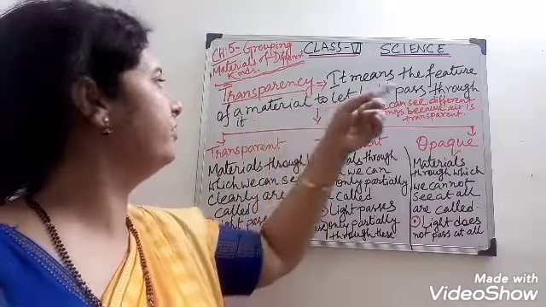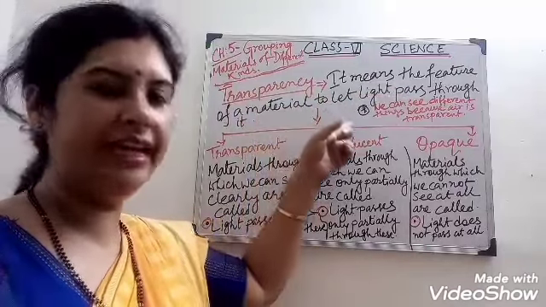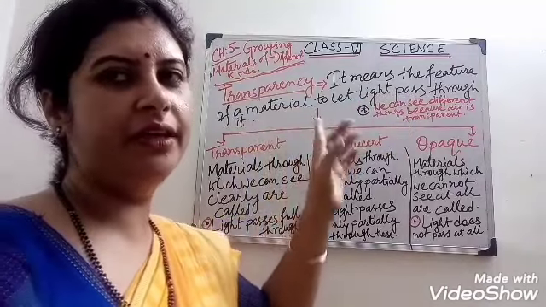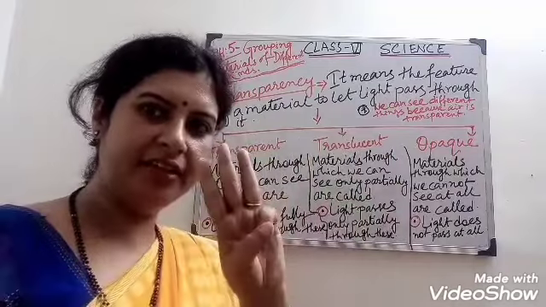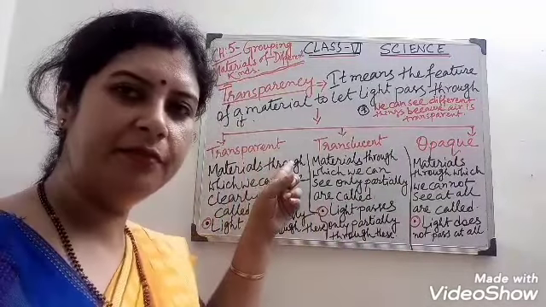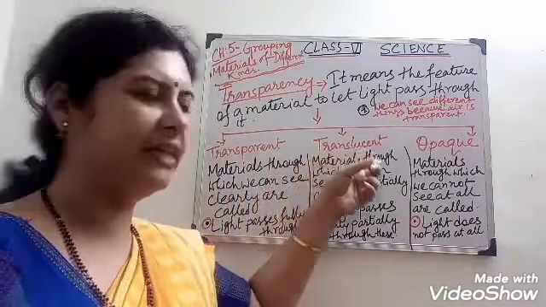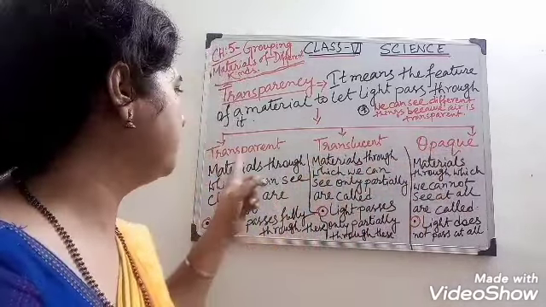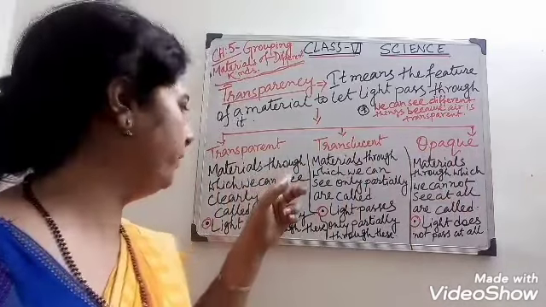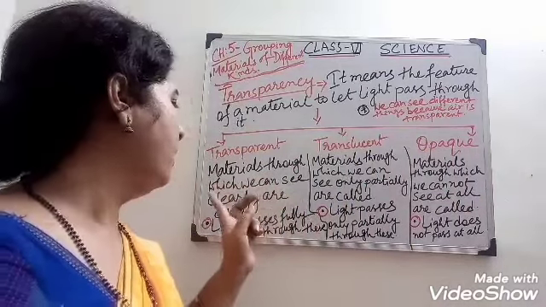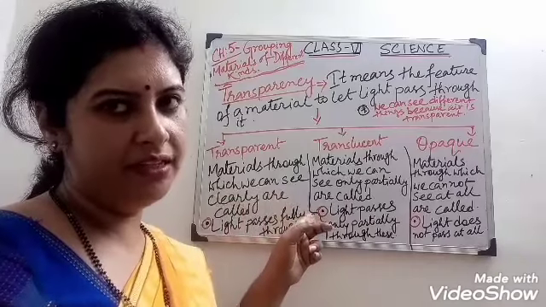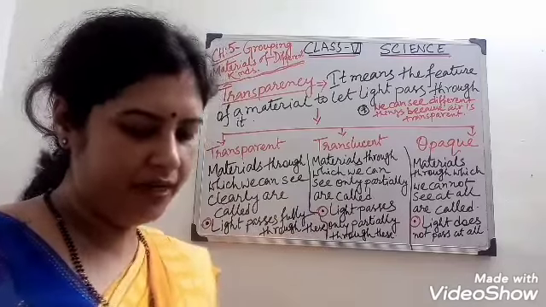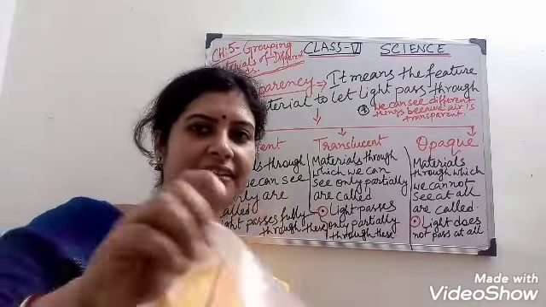Transparency means the feature of a material to let light pass through it. Based on this feature, we can divide materials into 3 categories. First, transparent materials. Second, translucent materials. And third, opaque materials. Now first, transparent materials. Materials through which we can see clearly are called transparent materials. It means they pass all the light properly, like this plastic.